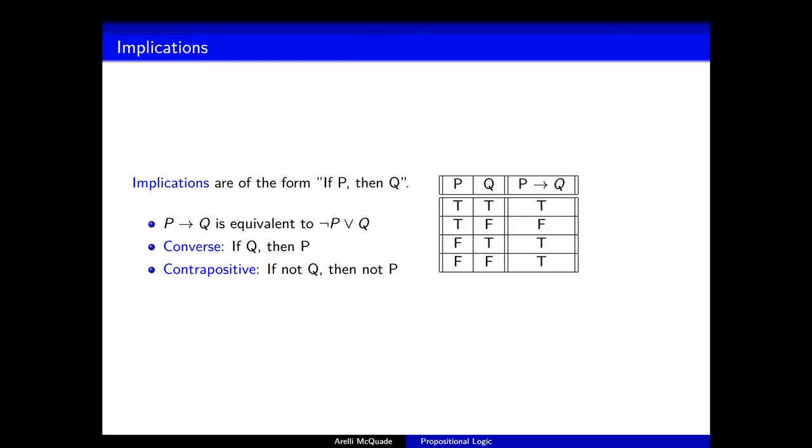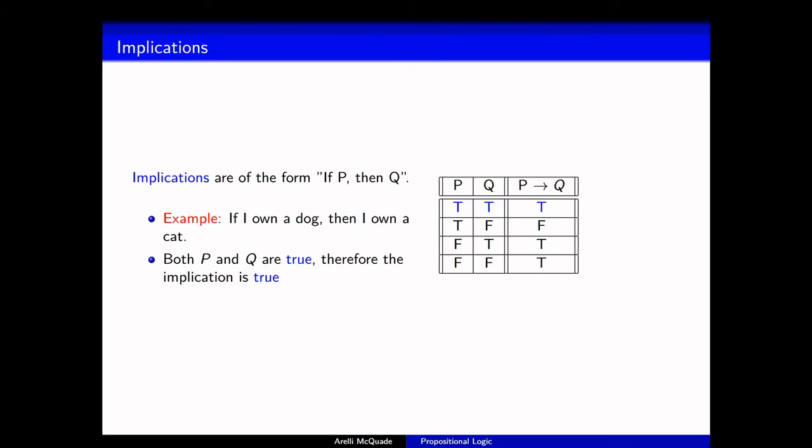Let's now discuss implications. Implications are generally of the form "if P then Q", however they can vary somewhat. We write it with P, a right arrow, Q, and it is equivalent to not P or Q. We'll come back to why that makes sense later. The converse is if Q then P. It is not logically equivalent to the implication. And the contrapositive, if not Q, then not P, is logically equivalent to the implication. And we'll come back to why that makes sense later.